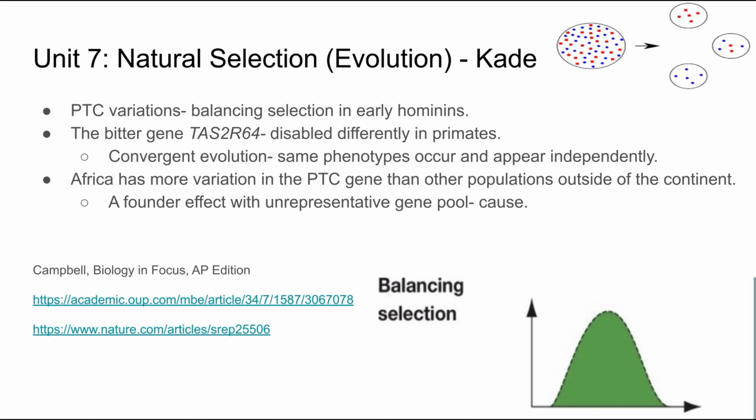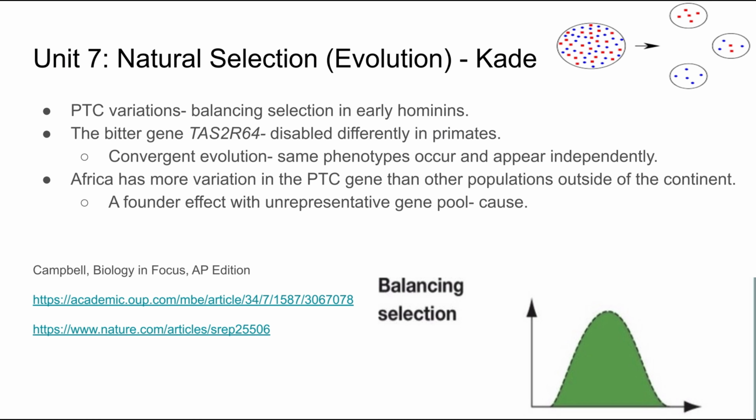Bitter tasting genes are a great illustration of 3 types of ways a population can evolve. First, PTC variations have been linked to, in our early hominid ancestors, balancing selection, where multiple different types of alleles and phenotypes were kept around as they provided protection against various bitter compounds.